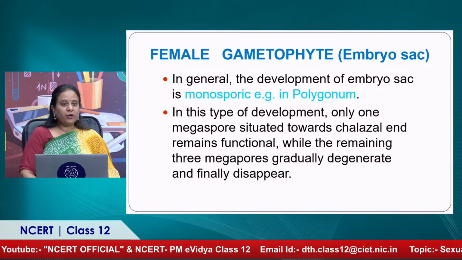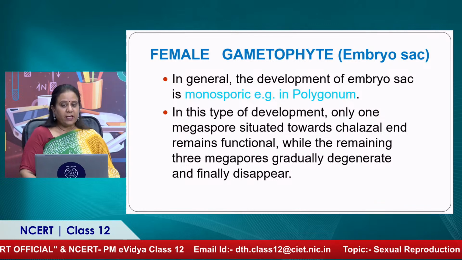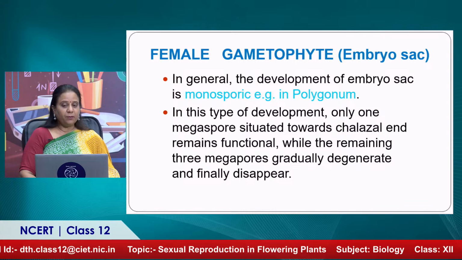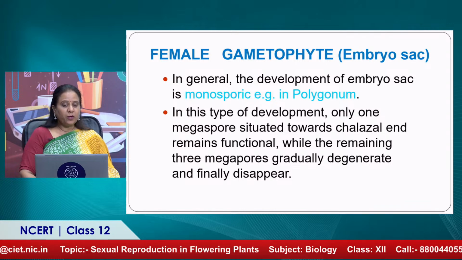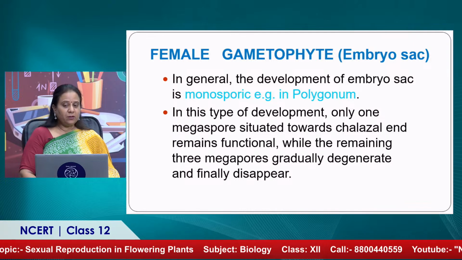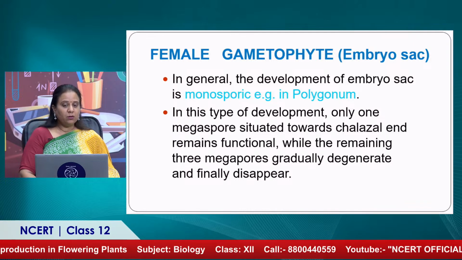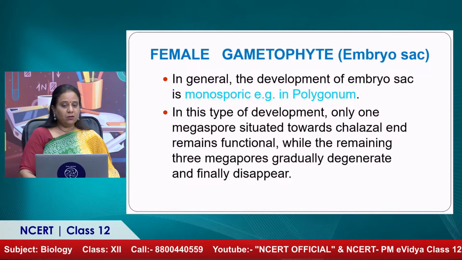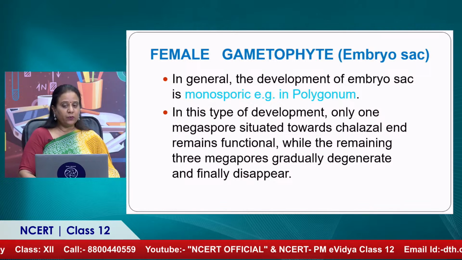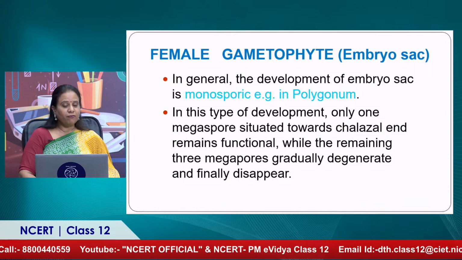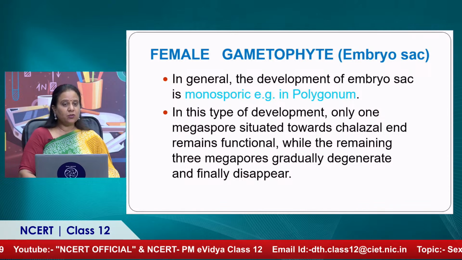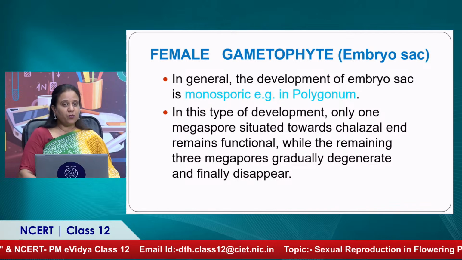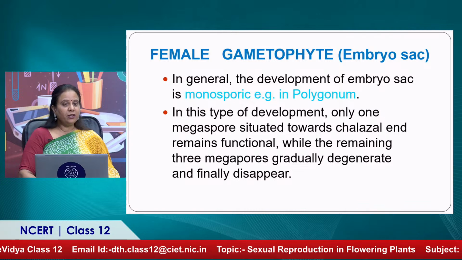Our next topic is going to cover the female gametophyte, that is the embryo sac. In general it is monosporic, for example a plant like Polygonum. Monosporic means in this type of development, only one megaspore, which is situated towards the chalazal end, remains functional. Total megaspores formed are 4, out of which the one towards the chalazal end is functional, while the remaining 3 megaspores gradually degenerate and finally disappear.